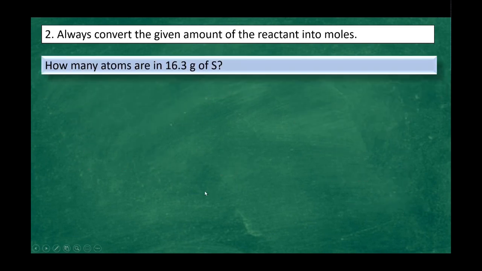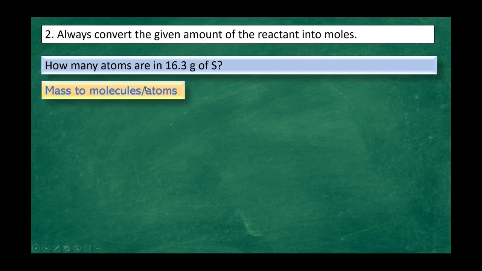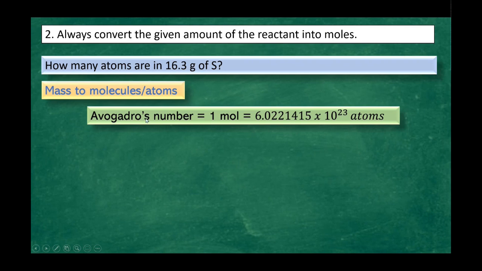Okay, now that we know how to convert moles to mass and mass to moles, let's do this: grams to atoms or molecules. Some questions, class, use molecule, but the correct term is atom. To find the number of atoms, we need to use Avogadro's number. It is 1 mole is equal to 6.02211415 times 10 raised to 23 atoms.